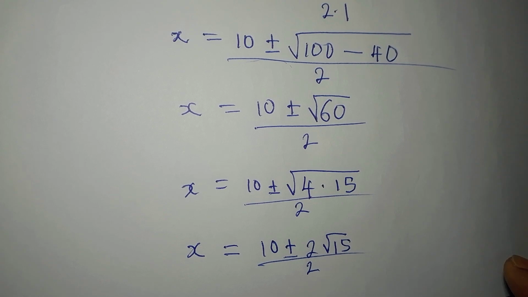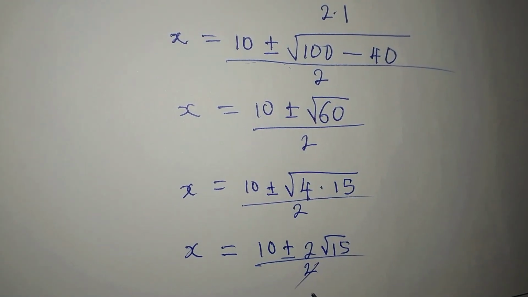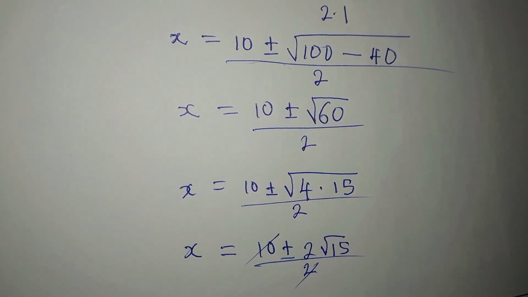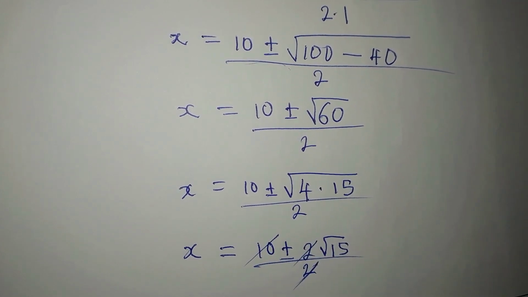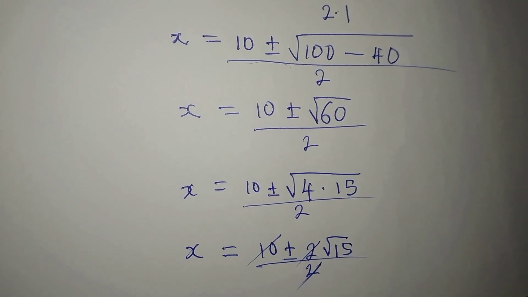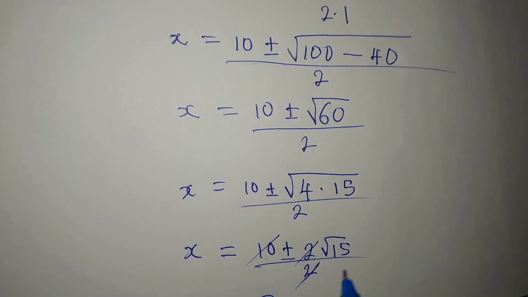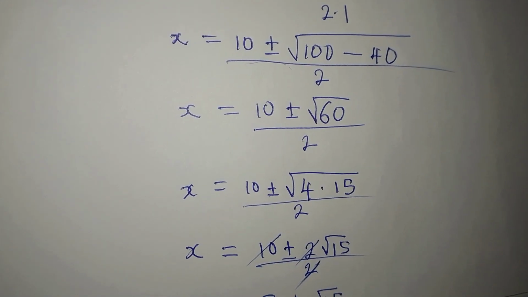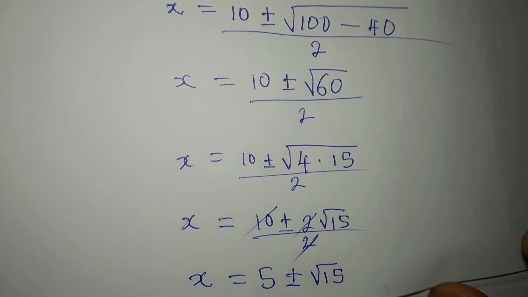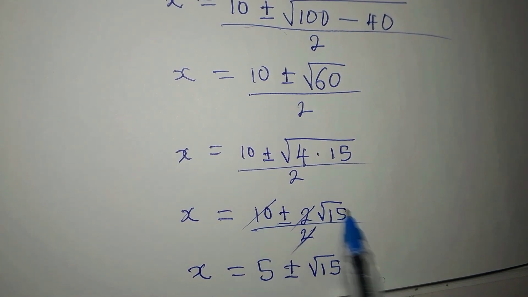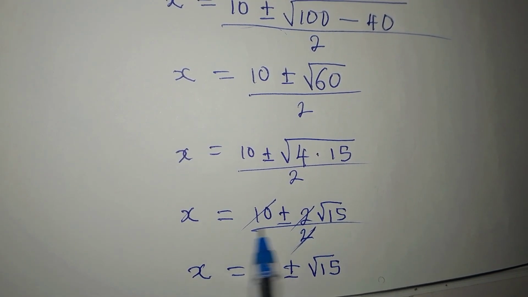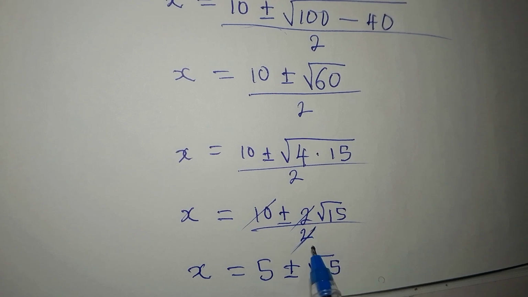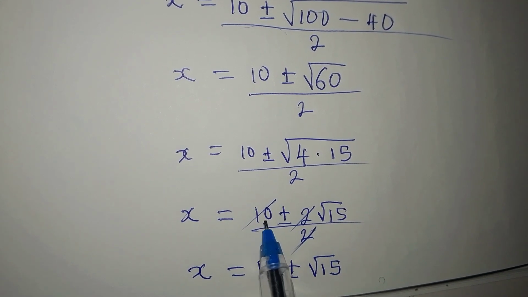So from here, what do we do? The 2 here can go into this, and the same 2 will go into this. So we have x to be 5. 2 into 10 is 5, then plus or minus 2 into 2 is 1, and that will give us just root 15 on that side. Another way you do this is to factorize the numerator. The common factor is 2. So the 2 will now cancel, and you have your 5 and just root 15 over there.